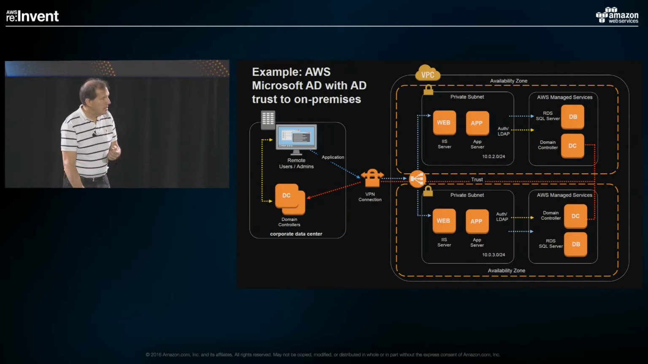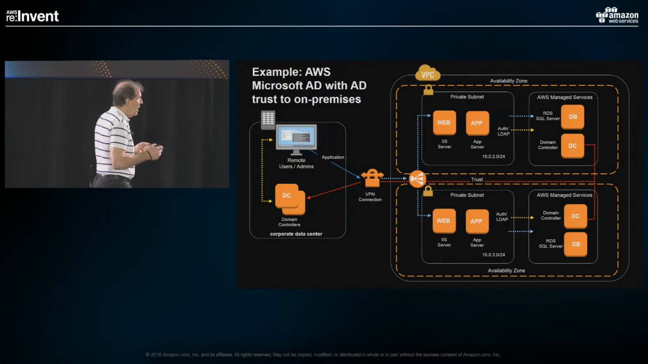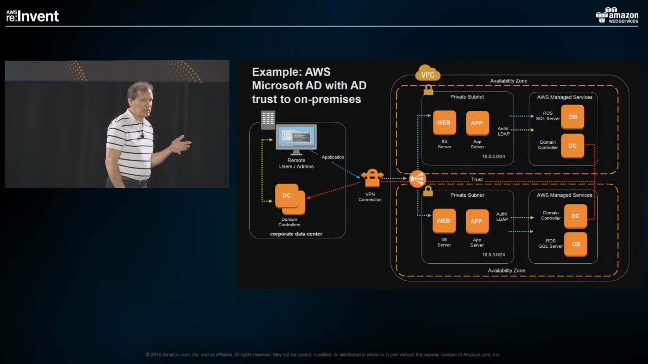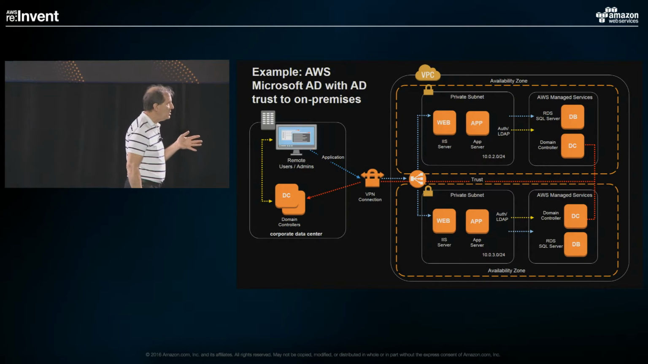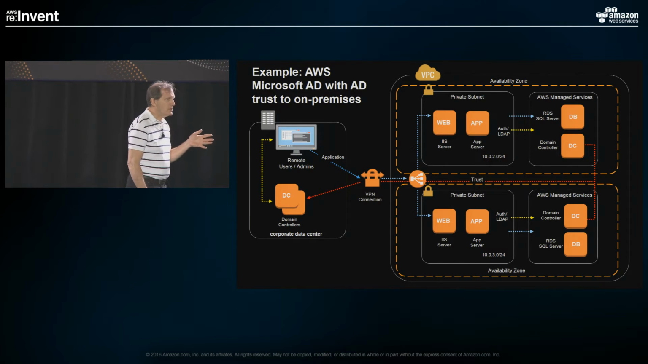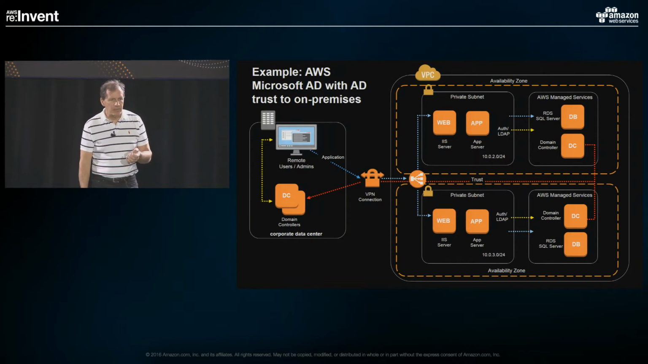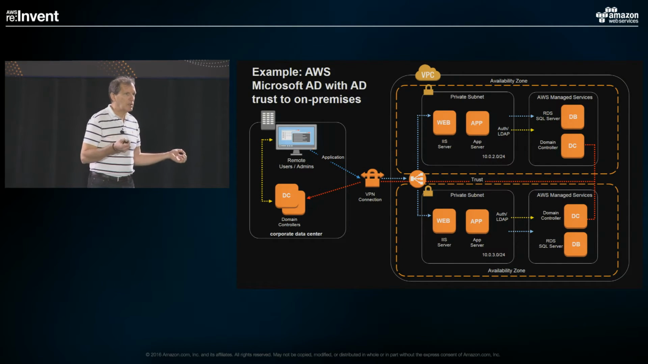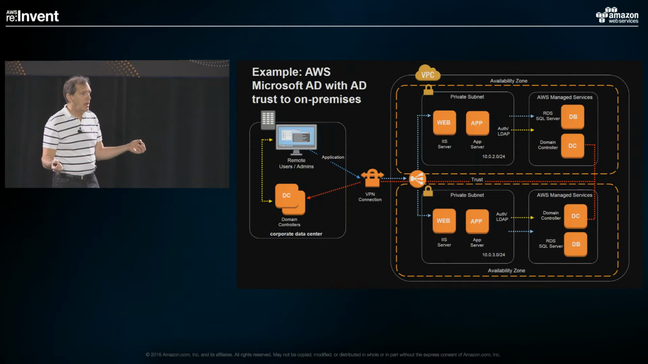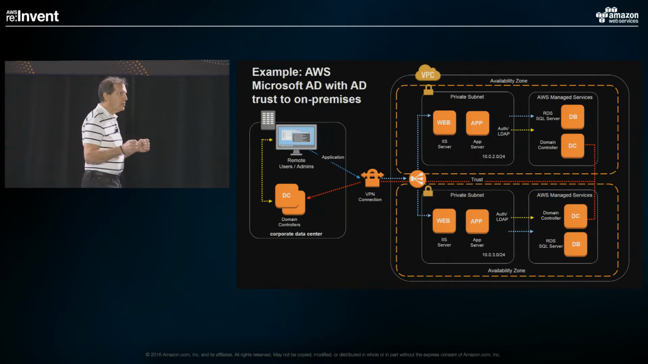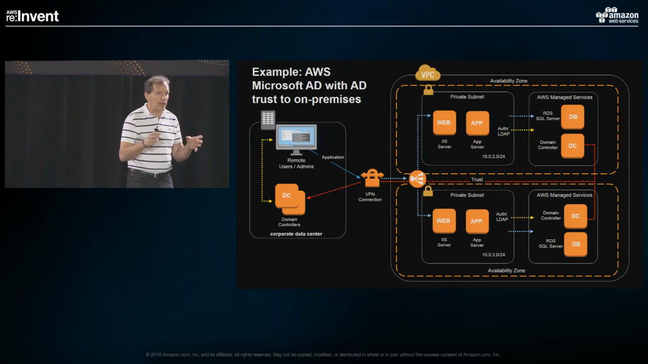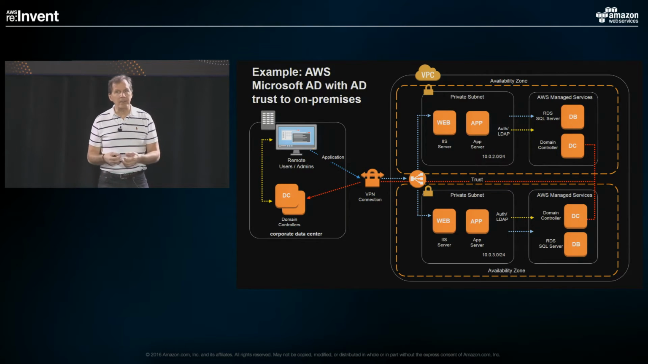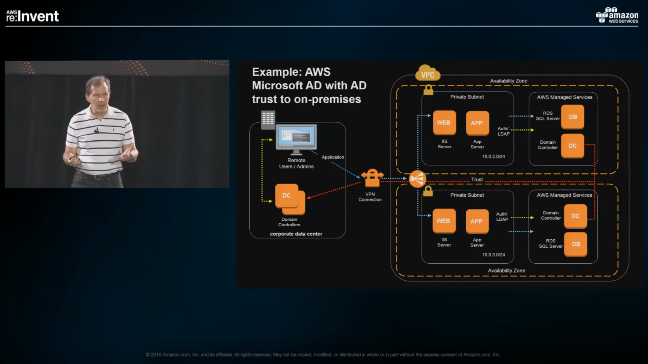The third option is that you could use the Microsoft AD product. In this case, the configuration is similar, except that the service is managed by AWS. And so in this case, also there is no replication possible between the on-prem directory and the directory in the cloud. And part of this is that Microsoft did not design Active Directory for a cloud environment. It didn't exist 20 years ago when that happened.